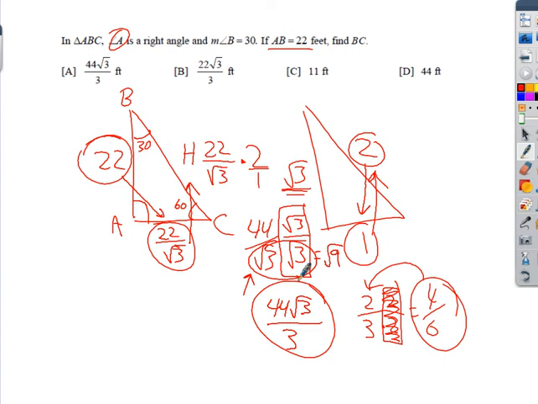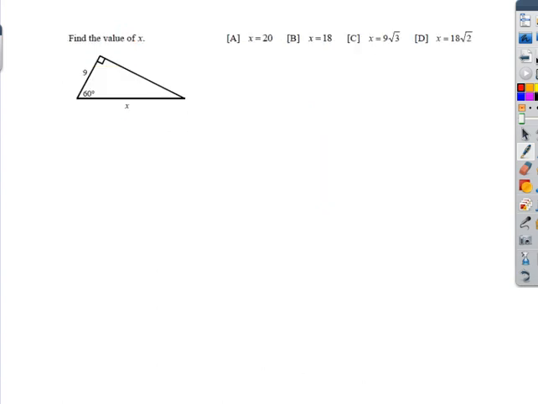Alright, let's see if this one's any different. We got the 60 over here. This makes this the long side. We got the 30 degree over here. This makes this the short side. They want to know the hypotenuse. I like these. These are relatively easy. That was double it from the short side, so that's got to be 18. You've got to know those little rules.